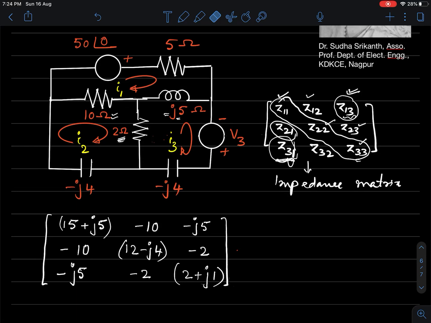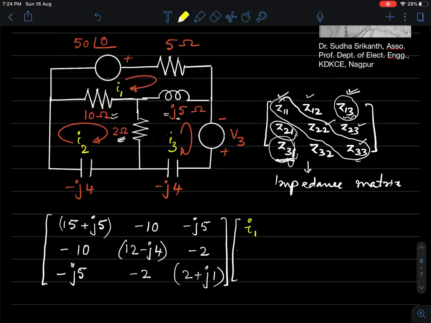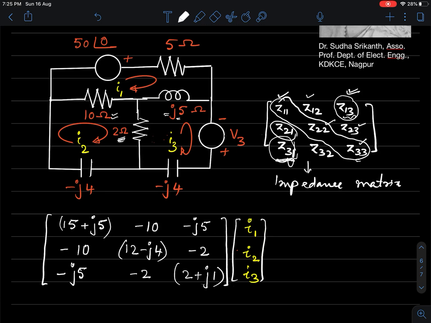What is a current vector? So the current vector is now written as, I'll take the same color. I'll write currents as I1, I2, I3. This is the current vector. Okay, I'll go back to my white. This is my current vector.